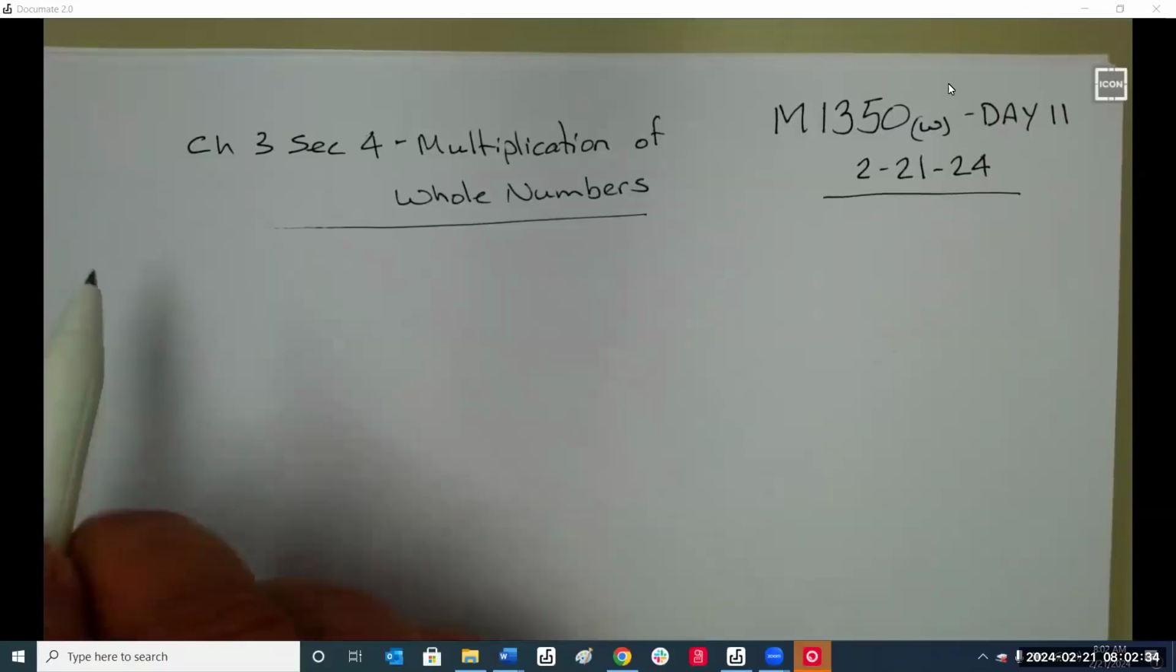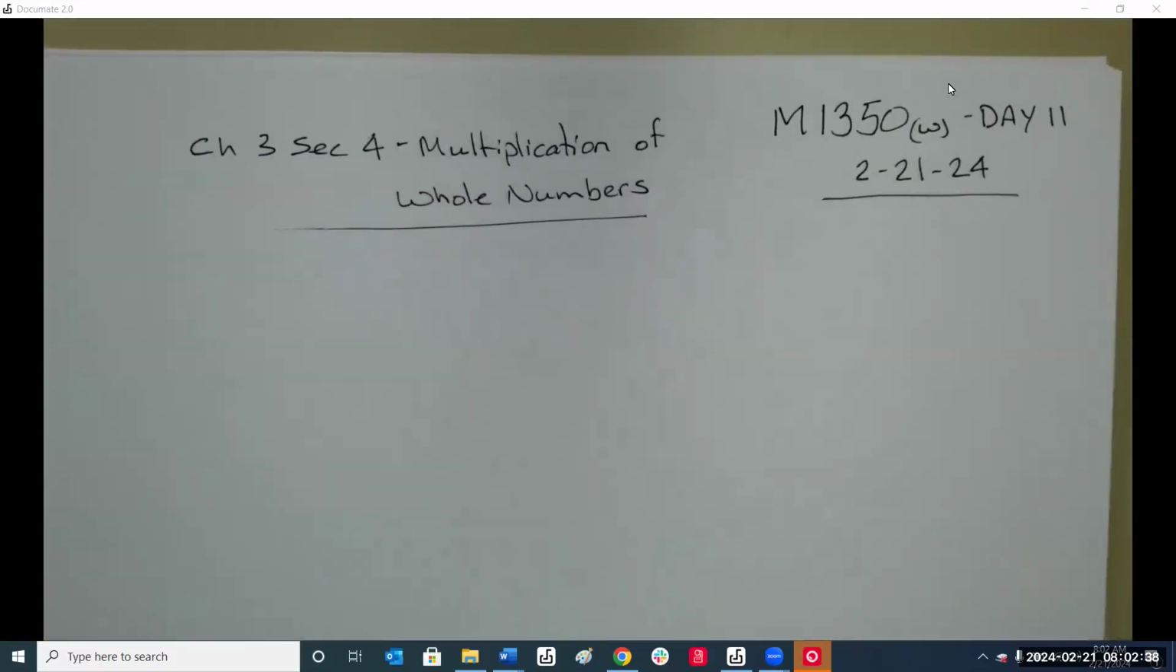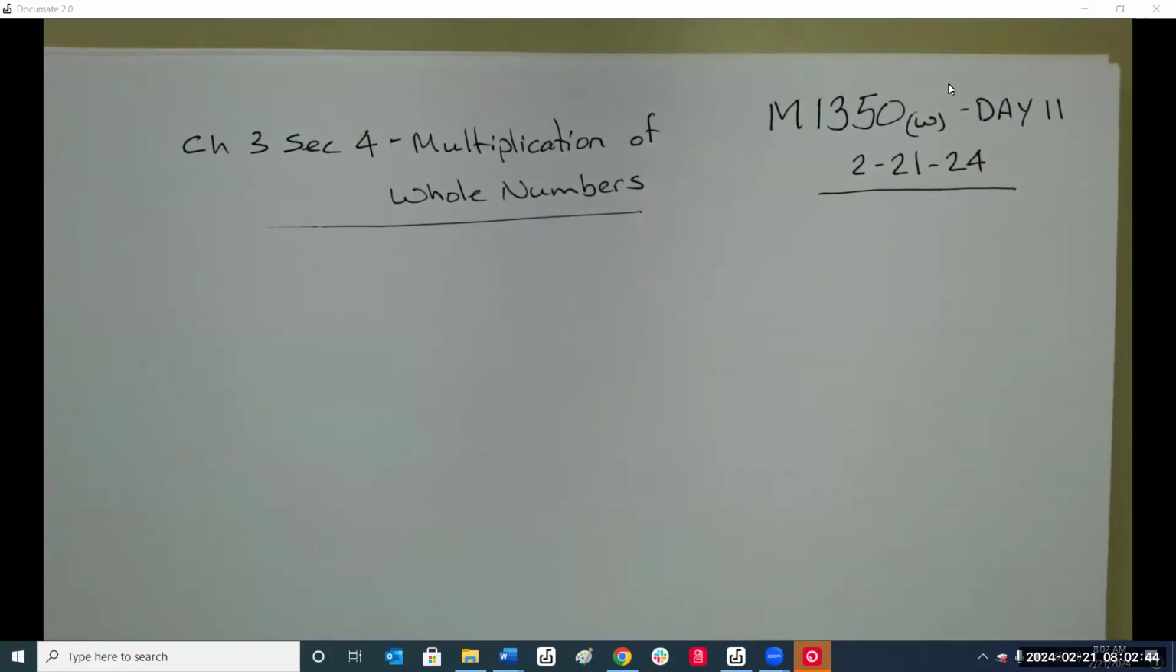All right, today we're going to do chapter 3, section 4, the multiplication of whole numbers. We'll finish up the chapter, not today, well, next week, because all we have left is division. These are all taking a long time because there are a lot of examples, a lot of algorithms. So that's why I apologize. It's taking a long time.